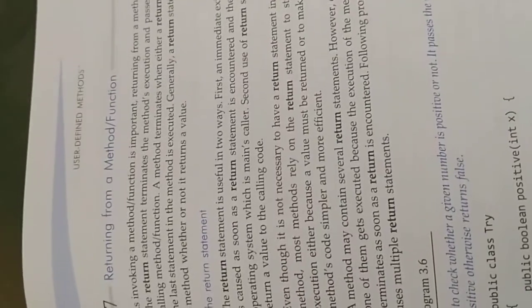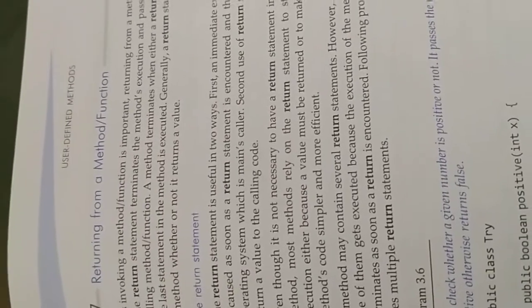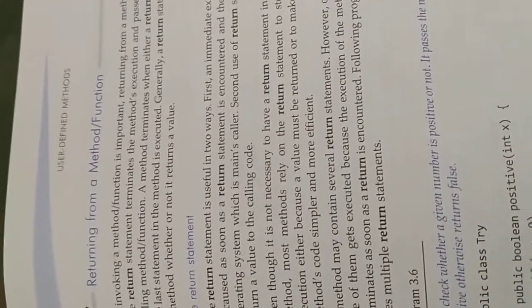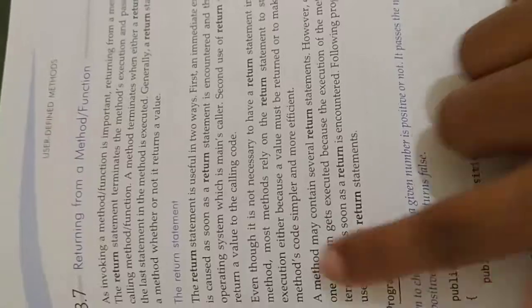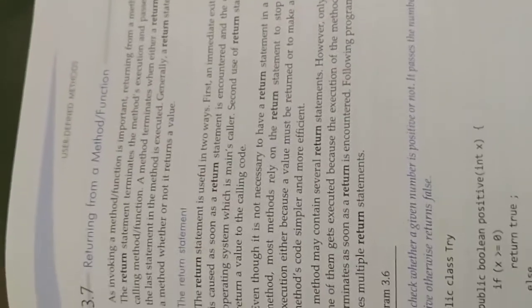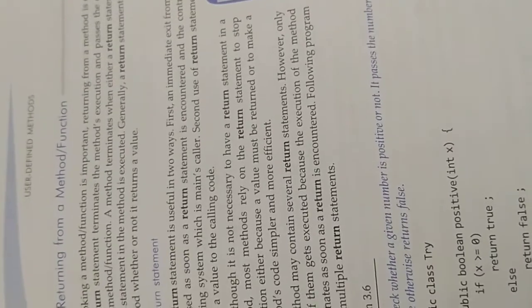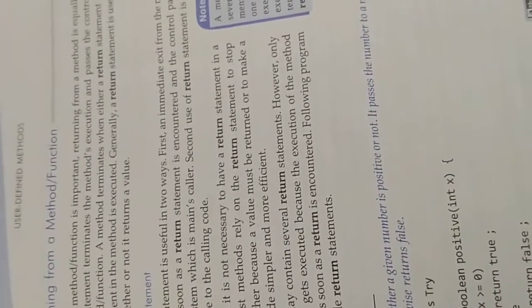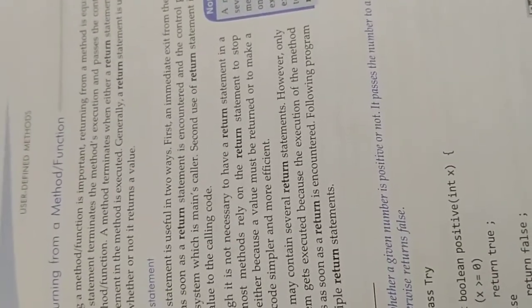So the first one: a return statement terminates the method execution and the control passes to the calling function. The return statement is useful in two ways. First, an immediate exit from the method or function: whenever a return statement is encountered, it immediately exits the corresponding method and the control goes back to the calling function.